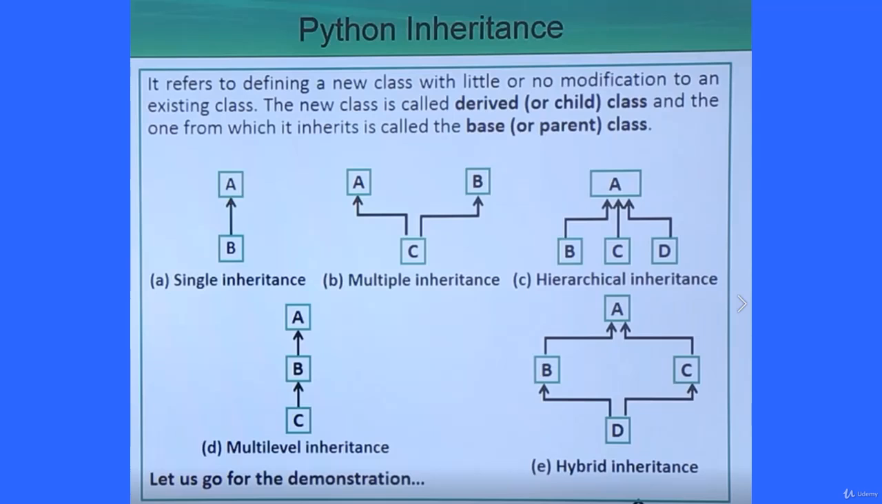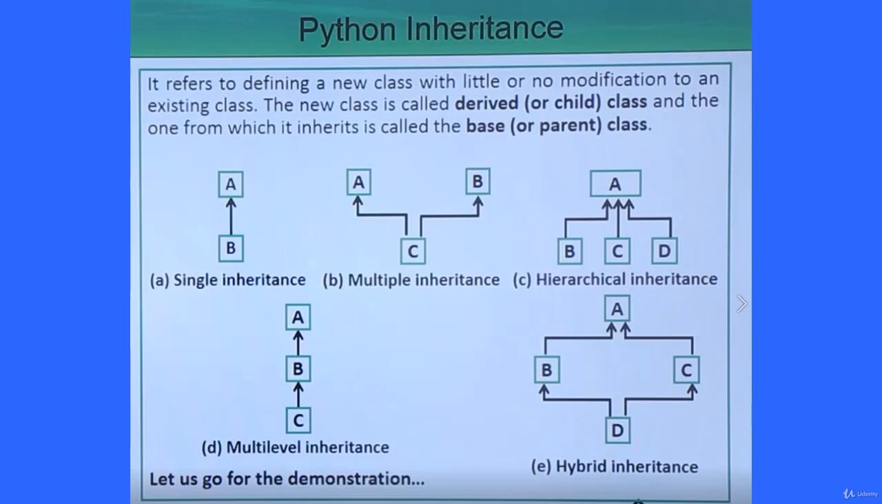This is hierarchical inheritance, with only one base class and multiple derived classes. Here I have shown 3 derived classes. It may be 2, it may be 5, it may be 7. Here we have multi-level inheritance. What is the meaning of multi-level inheritance? This is the base class, this is the derived class, and for this C, B is the base class and C is the derived class.